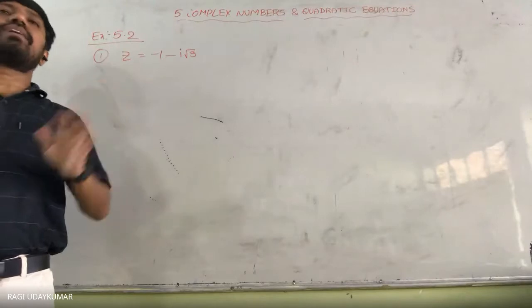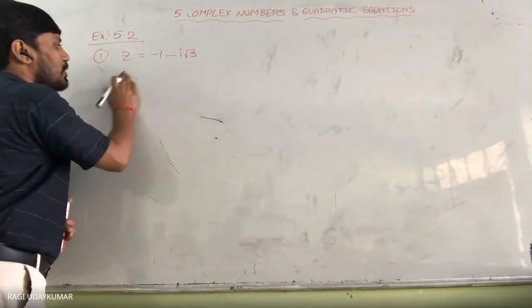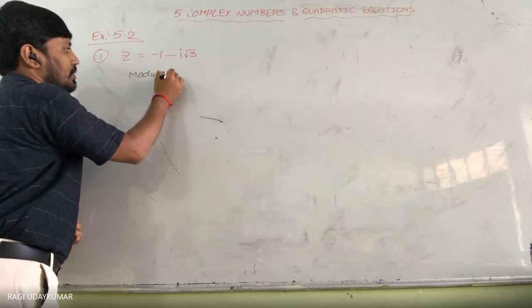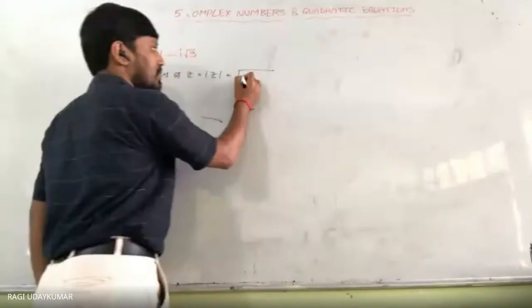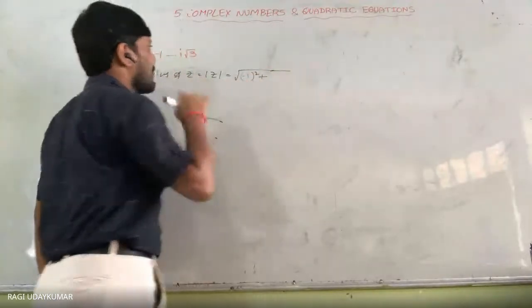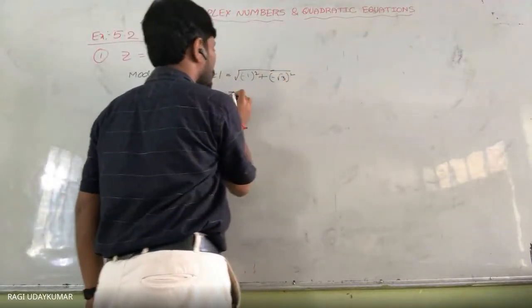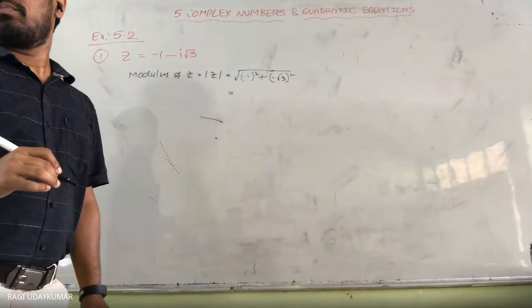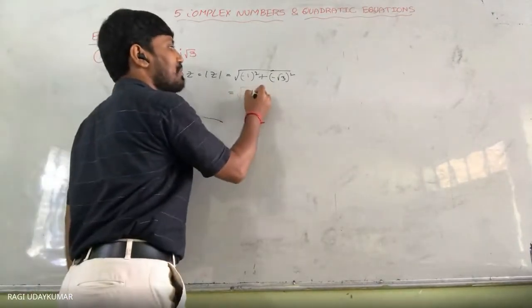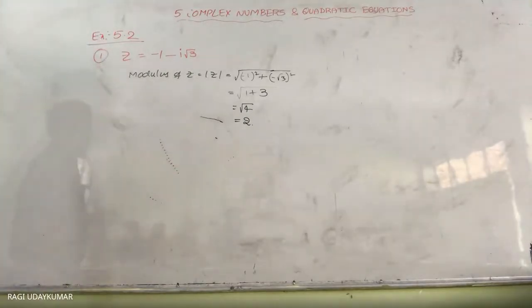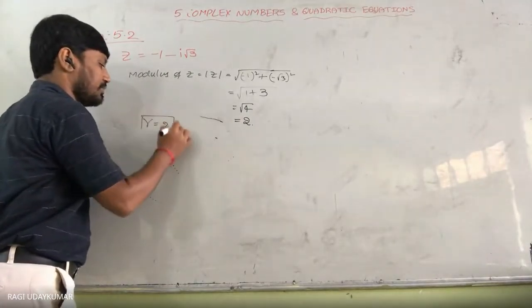First, what we have to do: Z is very easy. Modulus is the modulus of Z, which is under root of x squared plus y squared. In place of x we have minus 1, whole squared, plus in place of y we have minus root 3, whole squared. So which is equal to 1 plus 3, which is 4, equal to 2. So that is nothing but r is equal to 2.